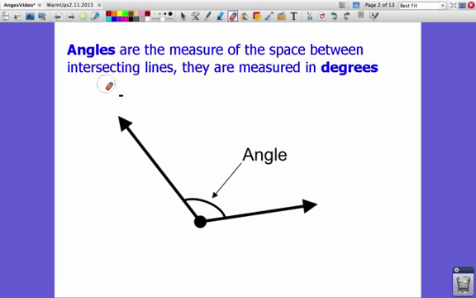So, if we look here, I've got these two intersecting lines, and this area between them, that's the angle, okay? We measure it in degrees. Like we could say this angle is maybe like 130 degrees. That's saying that that right there is 130 degrees. So that's all the angle is. It's a measure of the space between two intersecting lines.